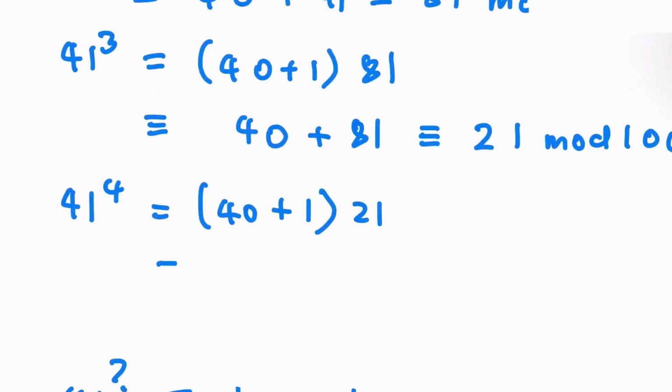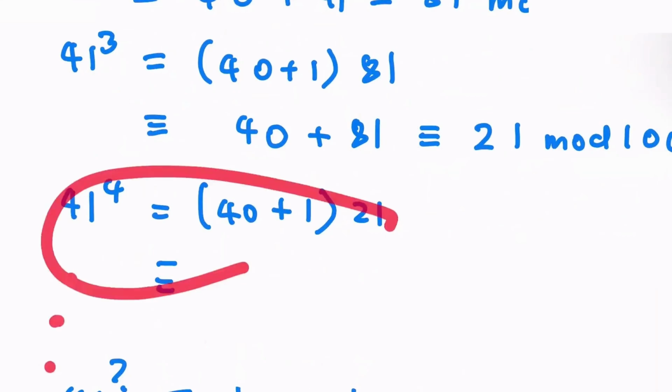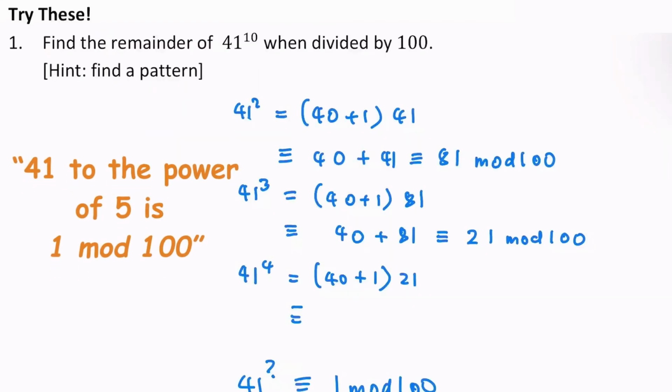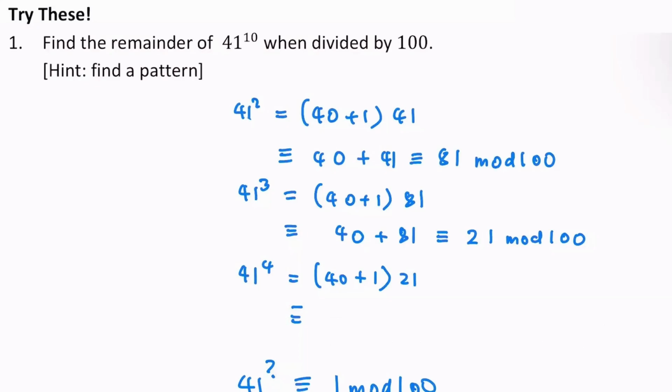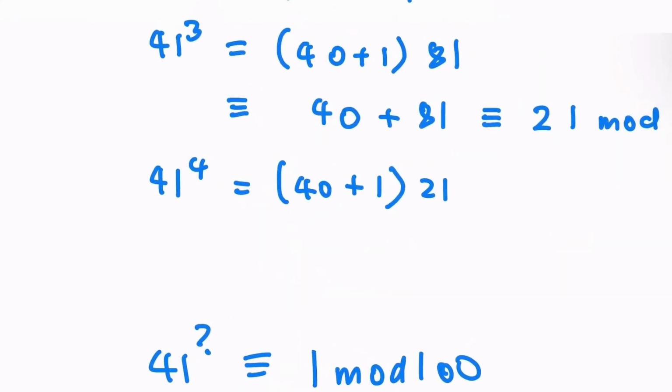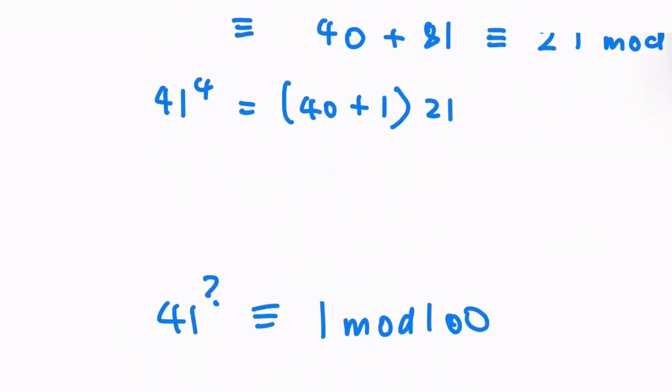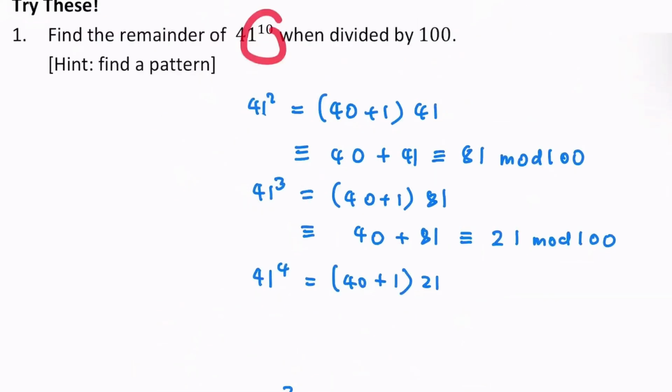Here's a hint, right? It's actually at 41 to the power of 6. So you can try this for 3 more iterations. 41 to the power of 5 is 1 mod 100. Yes, correct. Sorry, it is 5. I just write out everything first. If it is 5, you can try and break down 10 into 5 times something. Then try to find an answer.